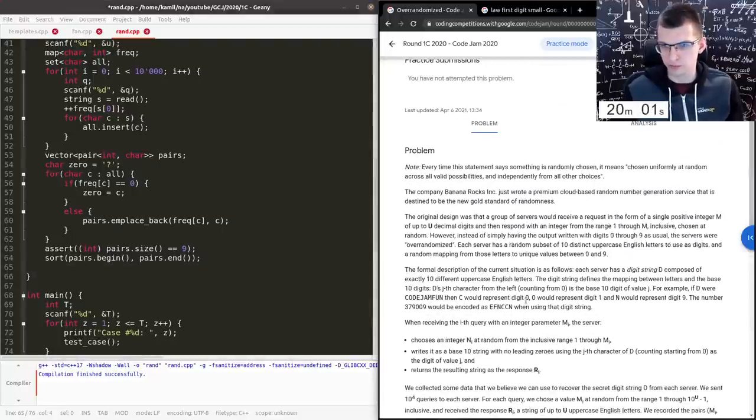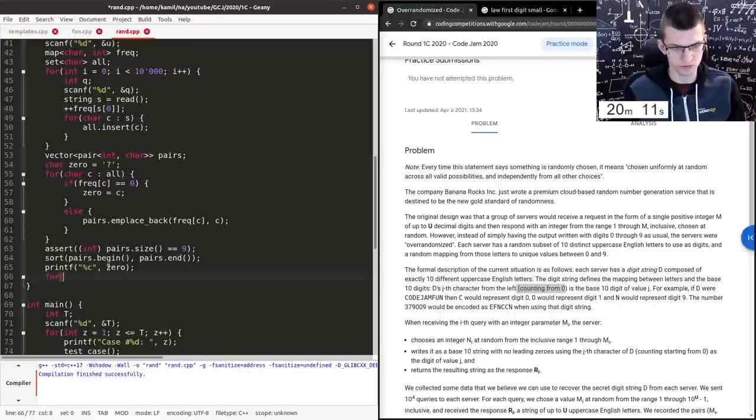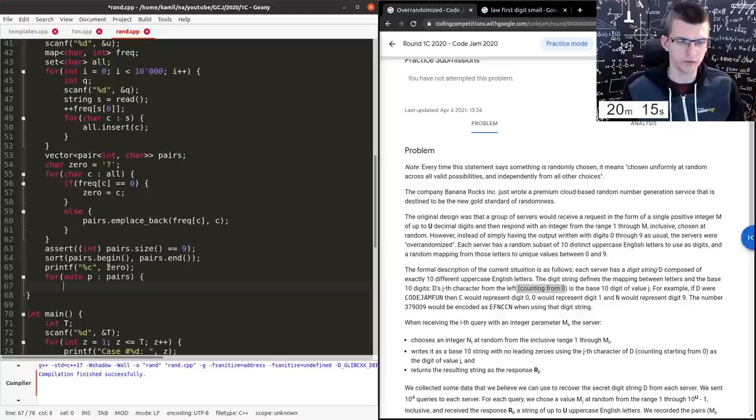What do I need to print? I guess the string D, counting from 0. So 0, then for every pair in pairs, or reversed. 1 will be the biggest, so let's sort here decreasingly. For everything, the second element of a pair is a character.